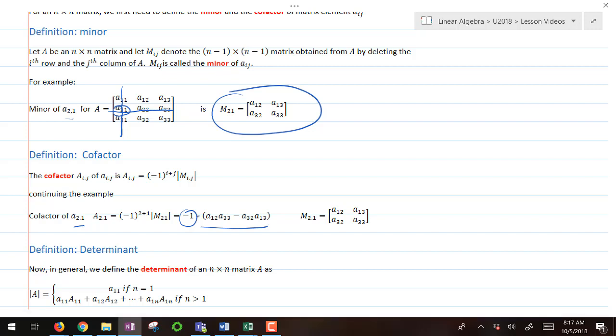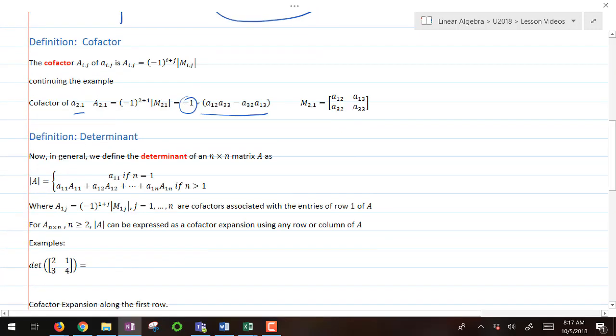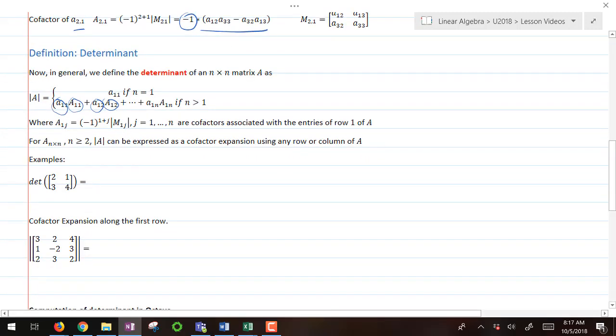Now we're going to define, in general, the determinant of matrix A, and it is this cofactor expansion: A11 times the cofactor of A11 plus A12 times the cofactor of A12, and so on. I can expand along any row or any column. I'm going to show you a couple of examples.